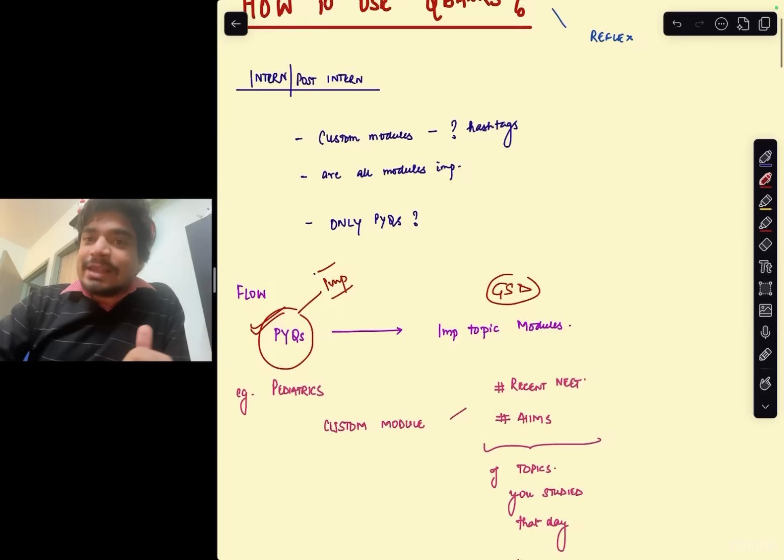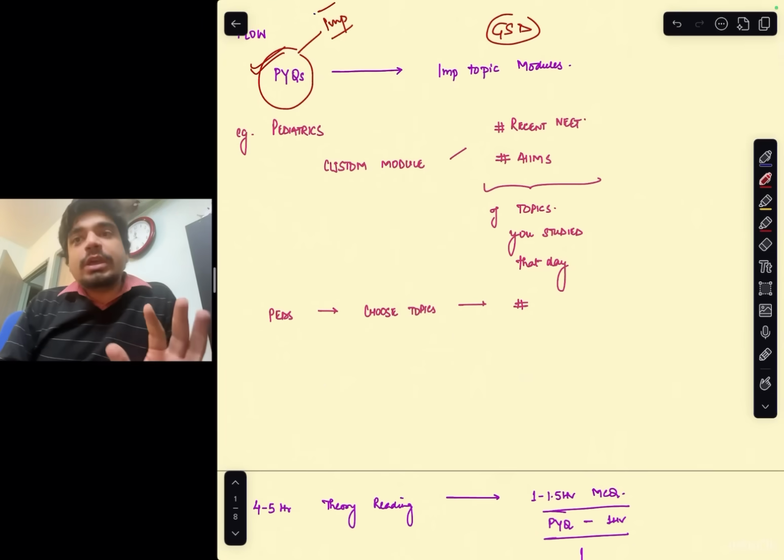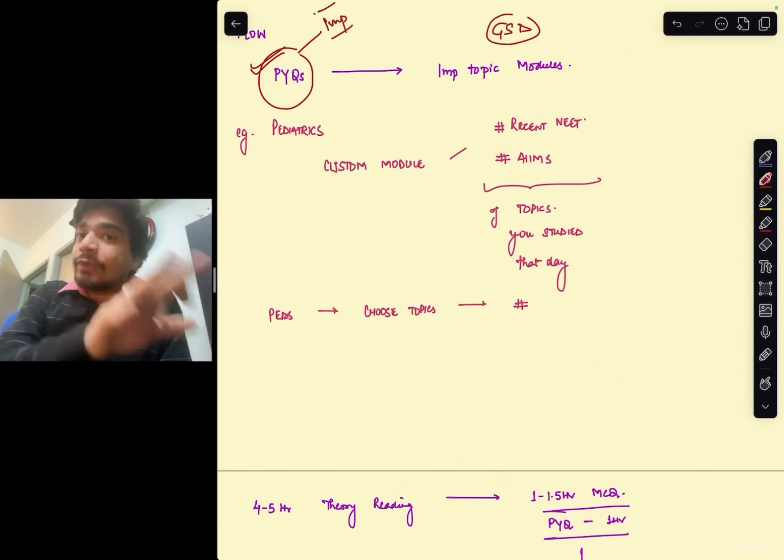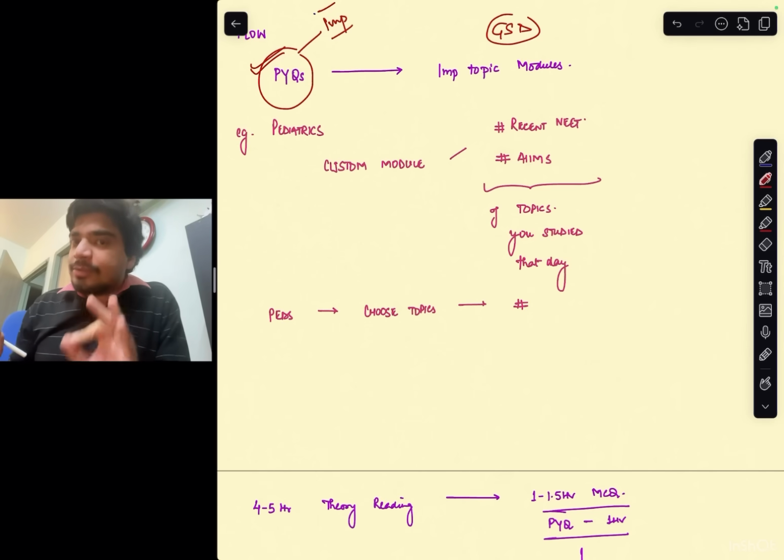All right, I'll take the example again from the pediatrics point of view. First you will make a custom module with recent AIIMS, recent INICET and NEET as the hashtag. That's how you should start. Of the topic that you studied that day, you have to solve MCQs on a daily basis. You studied for 4, 5, 6 hours, and then for 1 hour you solve MCQs. Solve the previous year questions of the topic that you studied that day. Don't miss out on any single day.